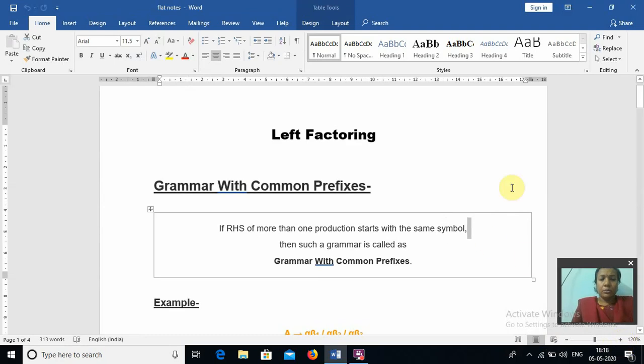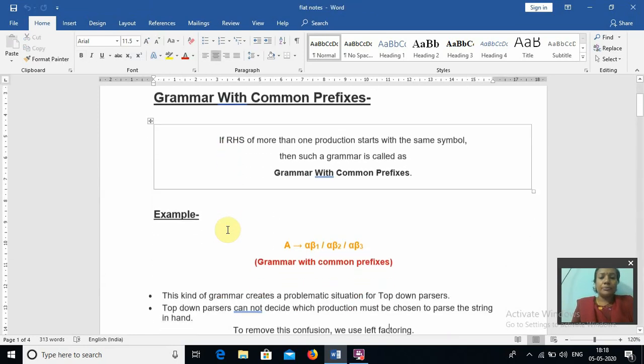The next topic is left factoring. So first you have to understand common prefixes in the grammar, or a grammar with common prefixes. In general, a grammar consists of production rules, and a production rule consists of two parts: one is the LHS and the other is the RHS. If the RHS of the production rule consists of common prefixes, then that grammar is said to be a grammar with common prefixes. Okay, so let's go with an example.